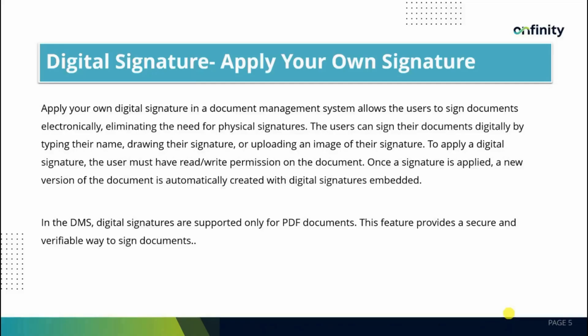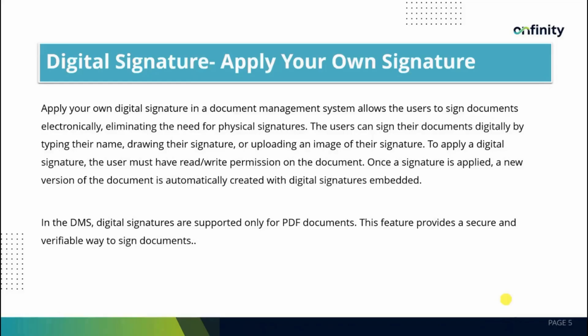Digital signature, apply your own signature. Applying your own digital signature in a document management system allows users to sign documents electronically, eliminating the need for physical signatures. The users can sign their documents digitally by typing their name, drawing their signature, or uploading an image of their signature. To apply a digital signature, the user must have read/write permission on the document.